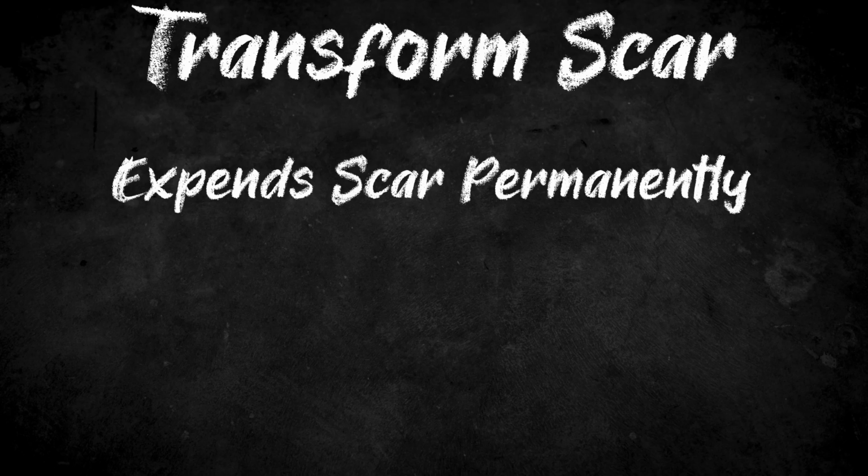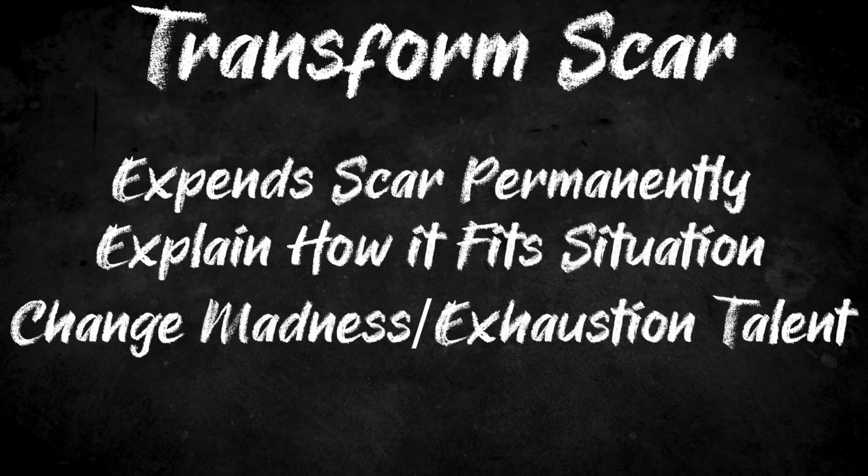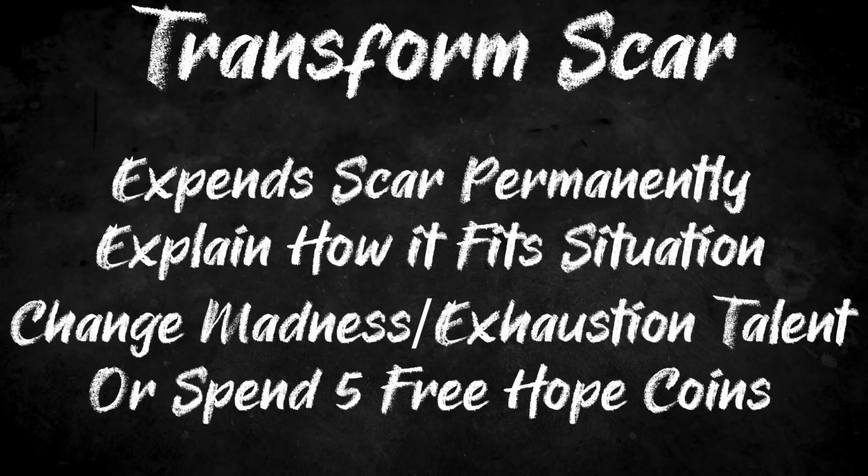This is a much more potent but single-use effect. Again, the player must explain how the scar applies to the current situation. In doing so, they can choose one of 3 effects. They can, for either one scene or permanently, change their madness talent. They can also do this for their exhaustion talent. And finally, they can use it to immediately spend 5 hope coins, which are not subtracted from the hope coffer, a spend which does not require a moment of calm, allowing them to potentially prevent a catastrophic crash or snap.